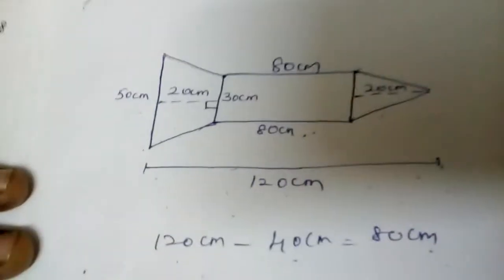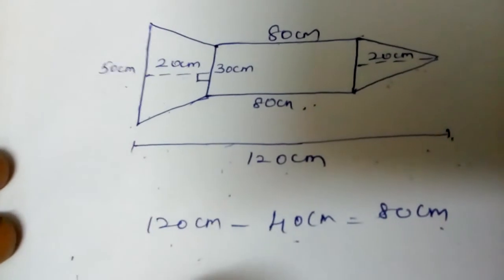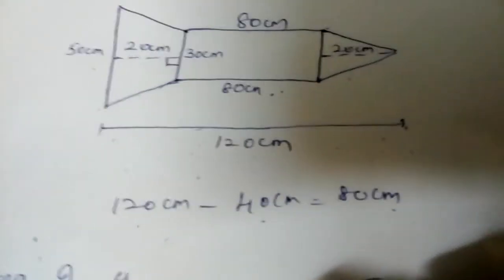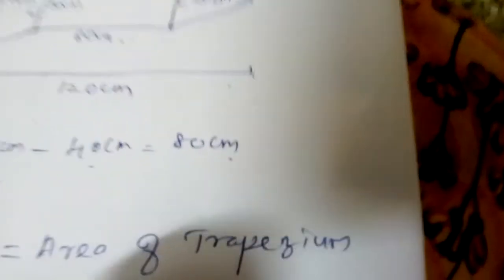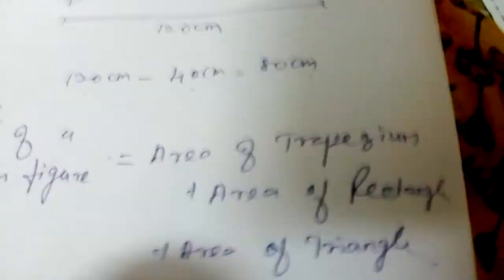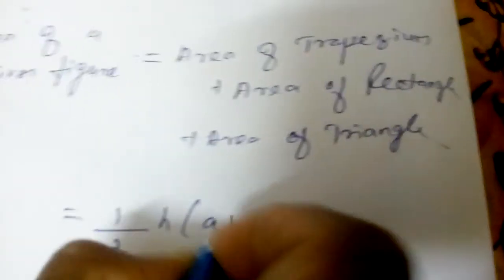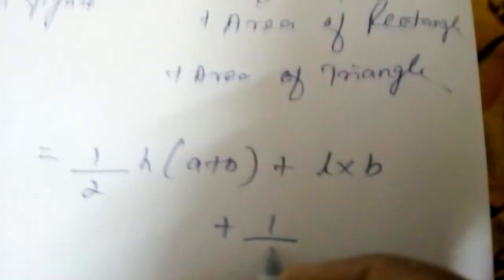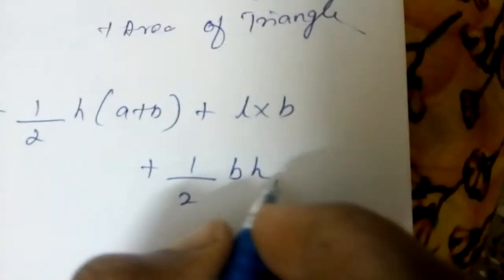Area of the given figure is equal to first the area of a trapezium plus area of a rectangle plus area of a triangle. If I do all these things, then only I will get the area of this racket. Okay, so area of trapezium, what is the formula? Half into h into a plus b. Plus area of a rectangle, we know length into breadth. Plus area of a triangle is half into bh, that means half into base into height.